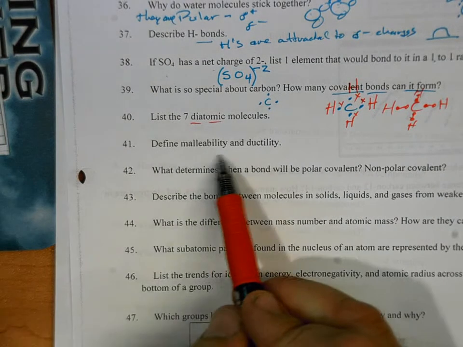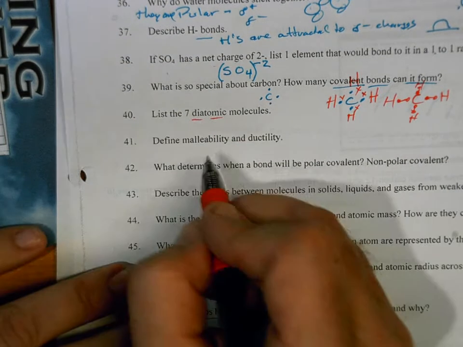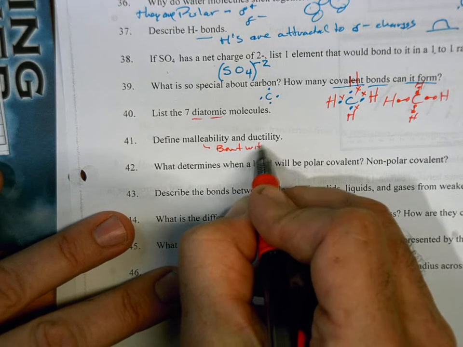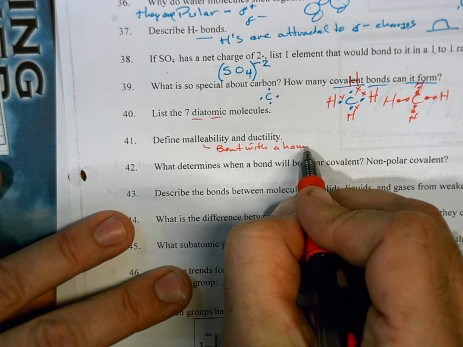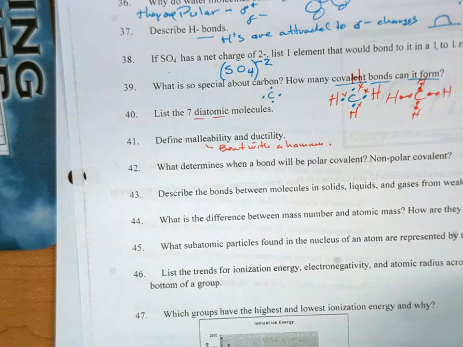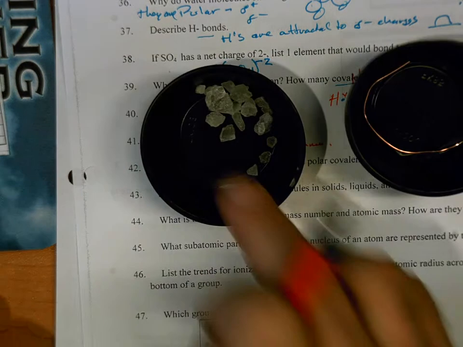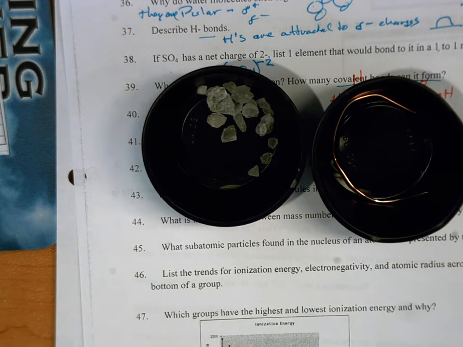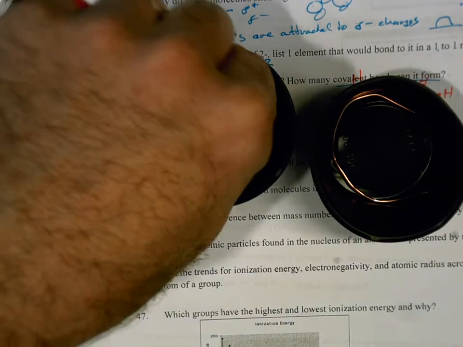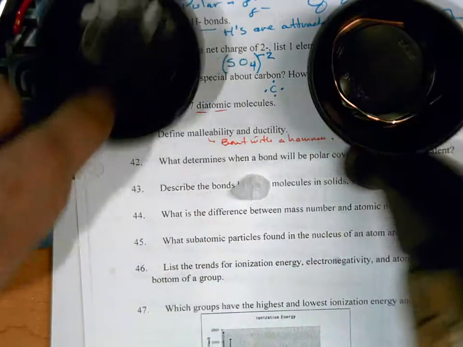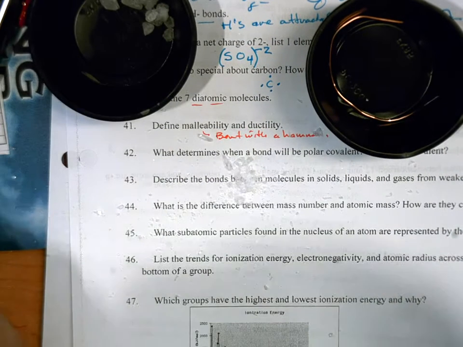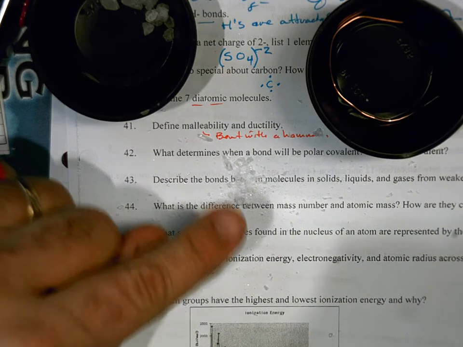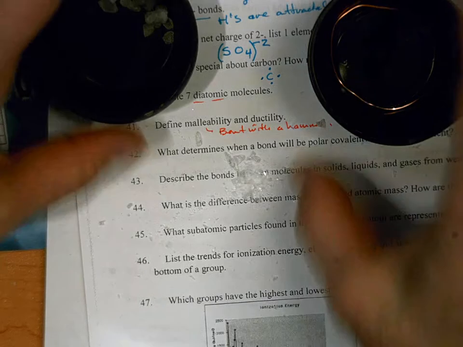Define malleability and ductility. Malleability means it can be bent with a hammer. Let me see, I prepared, here's some salt, an ionic compound. Here's copper inside of there, a metallic compound. And salt is not malleable, okay? It's just not. Look at that. It just shattered into 722,322 pieces, okay? So it's not malleable.